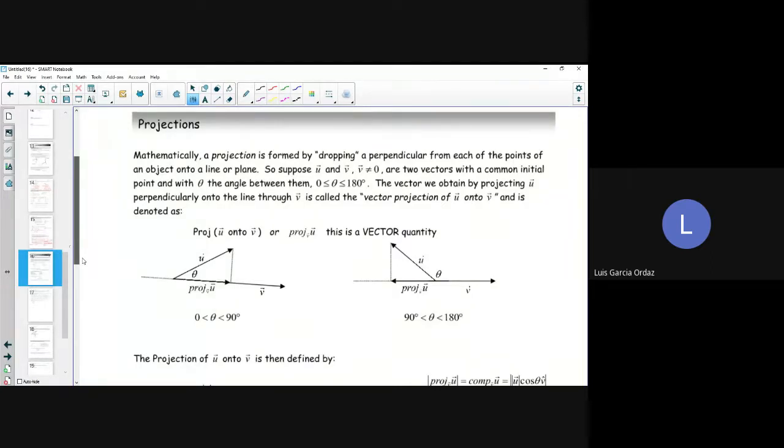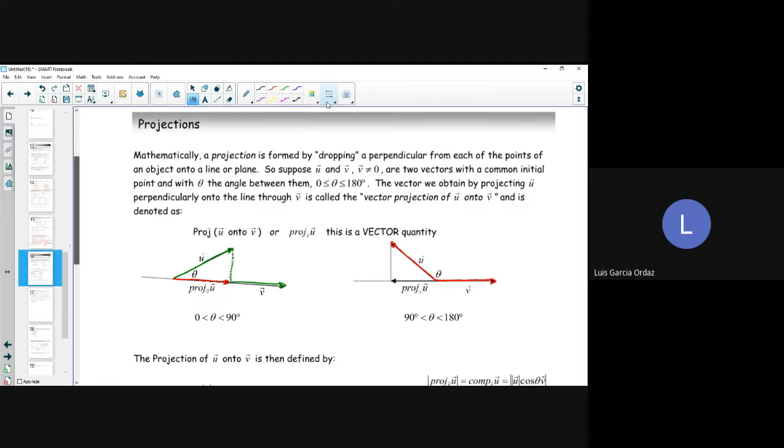So this is my vector u, which is going this way. This is my vector v. If I draw a perpendicular line from the end of the points onto the object or plane, this red line right here is going to be our projection of v onto u. Okay? Now the next one, we have our vector u. This is our vector v.